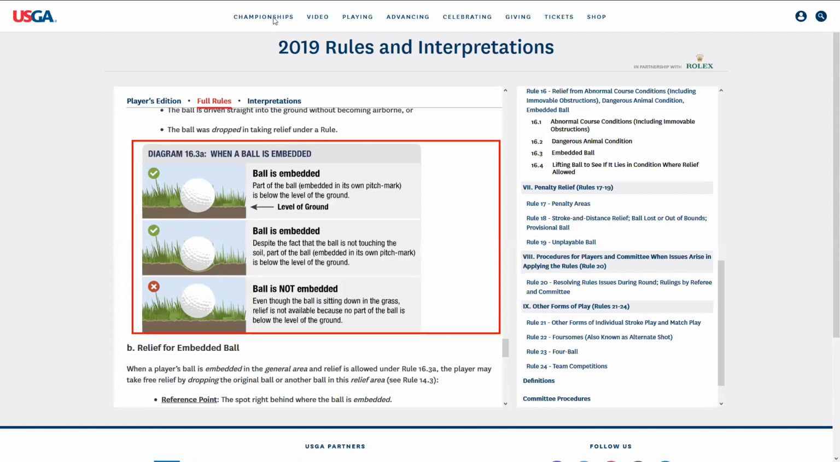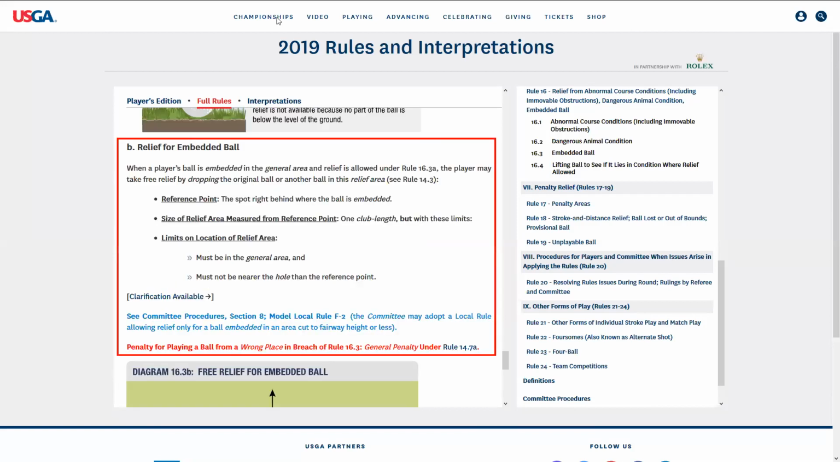16.3b, relief for embedded ball. The player's ball is embedded in the general area and relief is allowed under Rule 16.3a. The player may take free relief by dropping the original ball or another ball in the relief area. And as always, we have a reference point, a size, and a limitation. And this is going to be a change in the relief from the embedded ball.